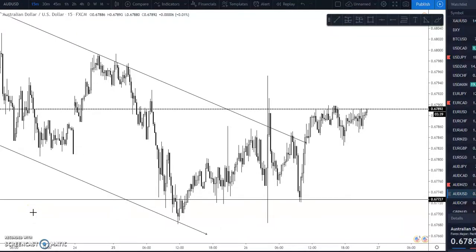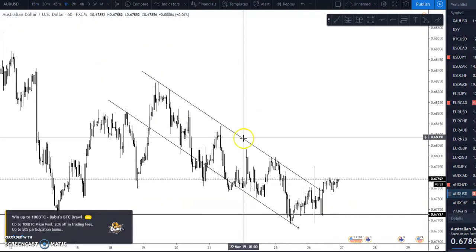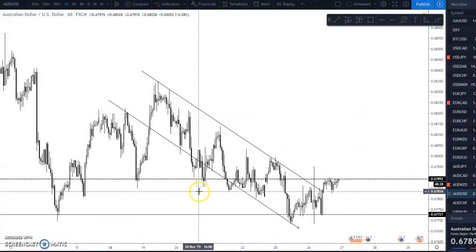I just want to go over one of many confirmations that I've seen over the past week. I was looking at a pair, AUDUSD, which was in my market watch list.